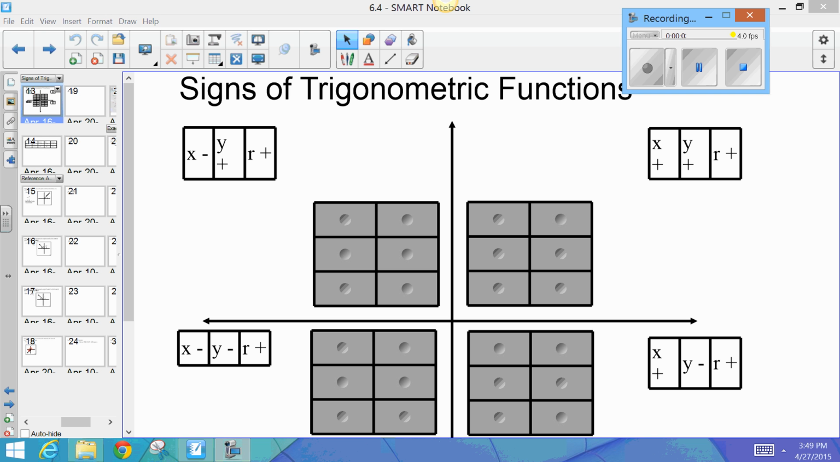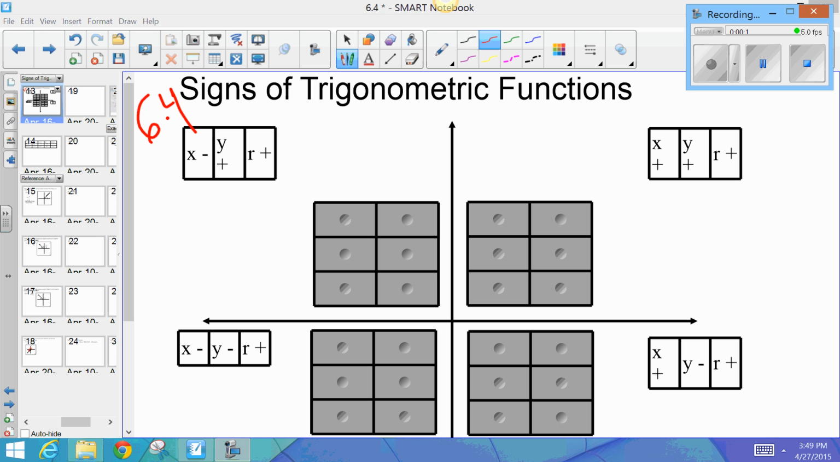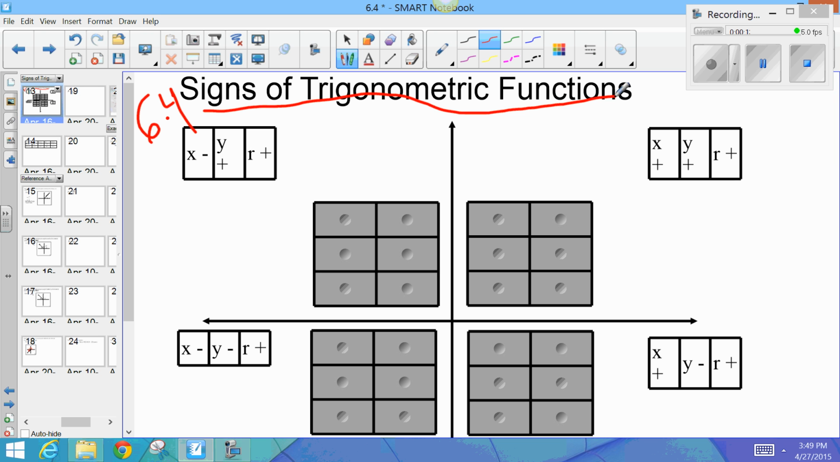Hi, this is pre-calculus, notes on section 6.4, signs of trigonometric functions. Okay, so you are going to need to be able to discern whether a trig ratio is positive or negative depending upon which quadrant it lies in.